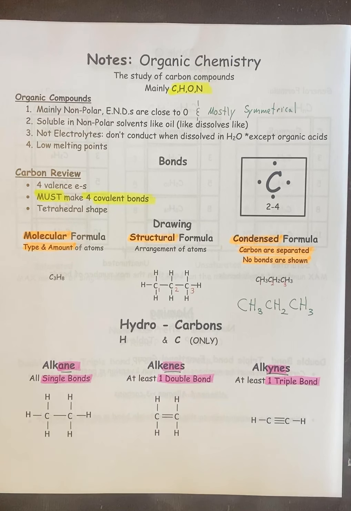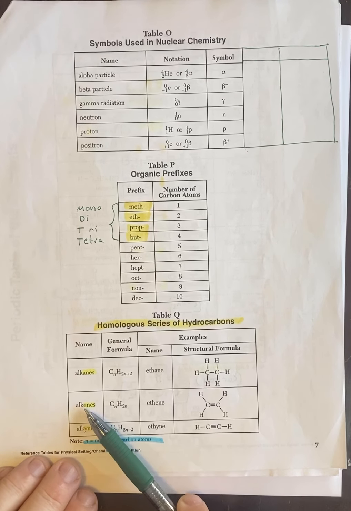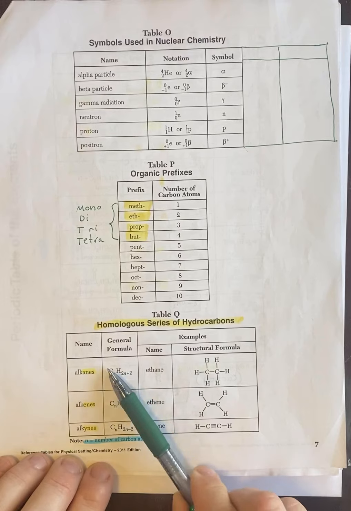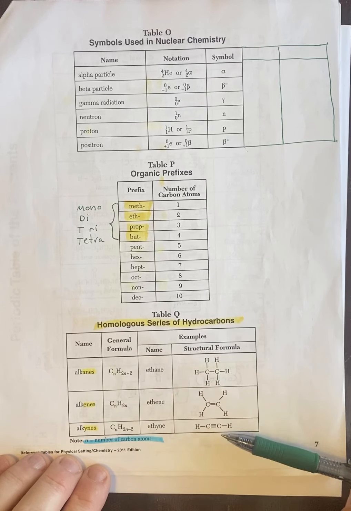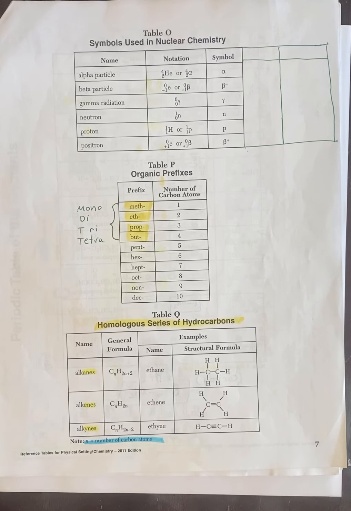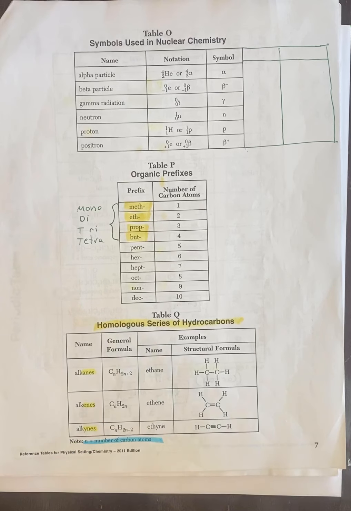Now, this information actually is on page 7 of your reference table. It's right down here. So you've got your ane, your ene, your yne. Those are the endings. Ignore the 2 things in the middle. We'll get back to them. And then you've got the structures here. And if you look at the name and the structure, you should be able to figure it out. Ane, single bond, ene, double bond, yne, triple bond. And it's that simple.